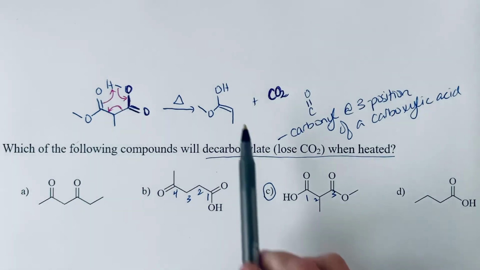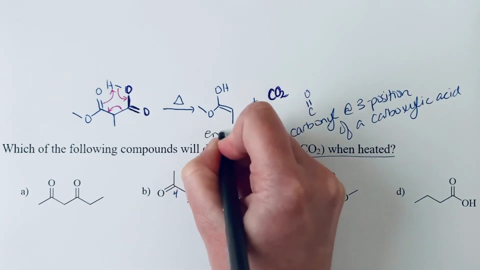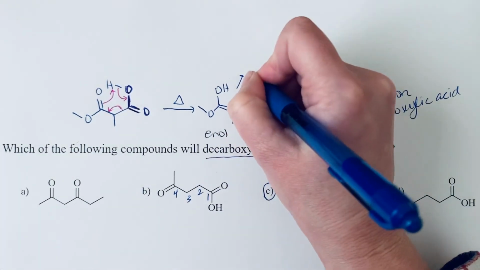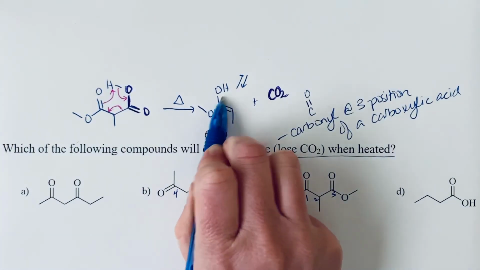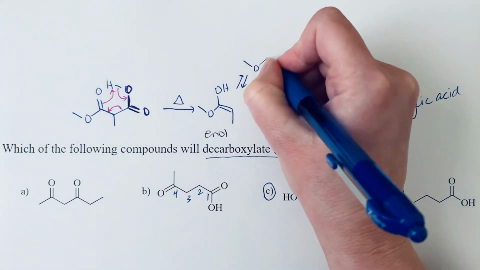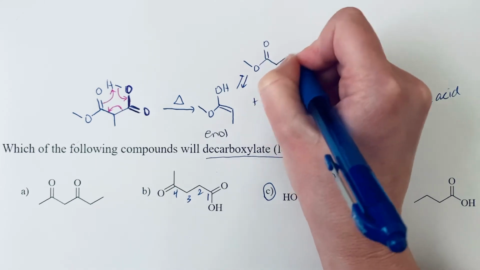And then what's going to happen here, whenever you have an enol, it's going to tautomerize back to its carbonyl form. Right? So you can just kind of imagine moving this bond up and a hydrogen down here, even though that's not mechanistically how it occurs. That is the net result. So you'd end up with that.